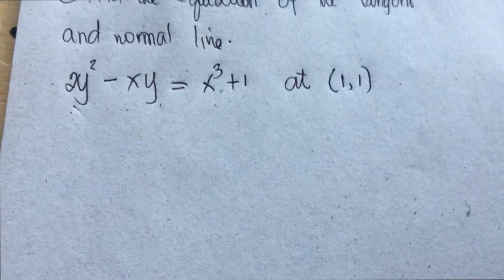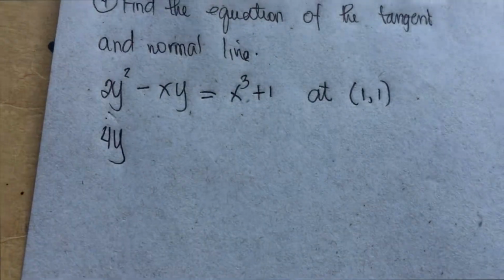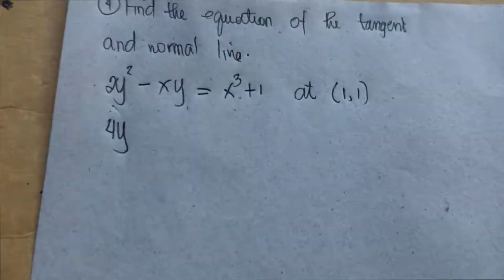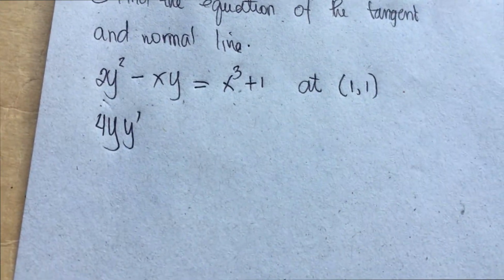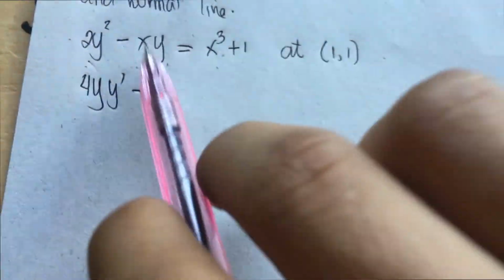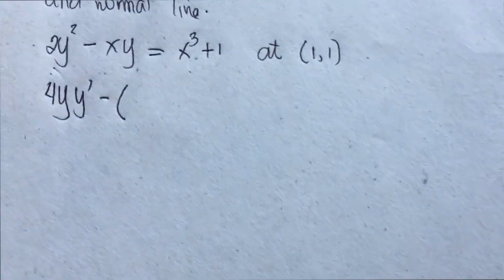So, first, let's find the y prime. Let's take the derivative of 2y squared. The derivative of 2y squared is 4y, and of course, whenever we take the derivative of y, there is always a y prime, so we add y prime. Minus xy. For xy, that is the product rule.